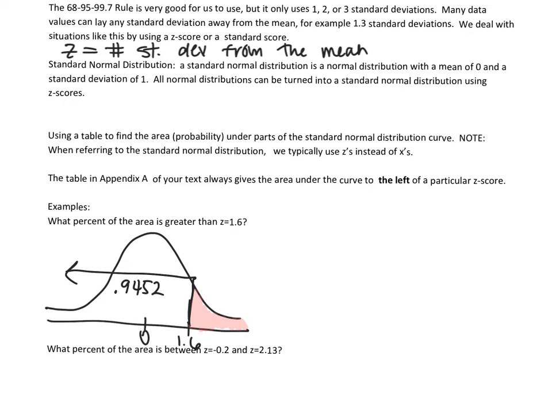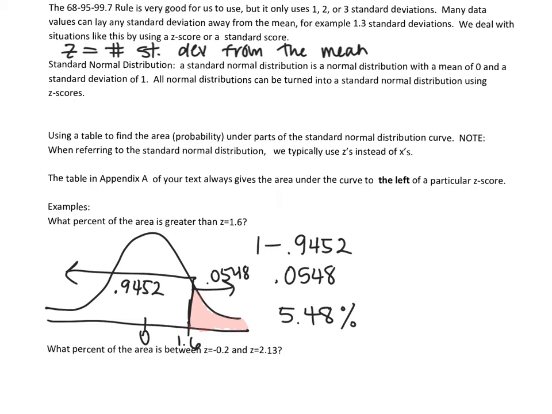So we want to find the percent greater. Remember, area under the curve is always 100%, so we do 1 minus 0.9452. And we're going to get 0.0548, which as a percent is 5.48%. So the area above 1.6 is 0.0548, because remember, the entire area under the curve has to be 100%.